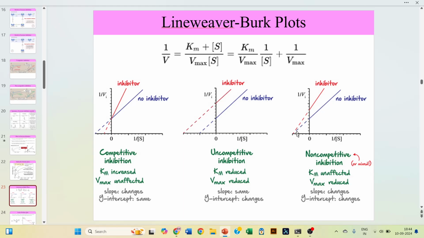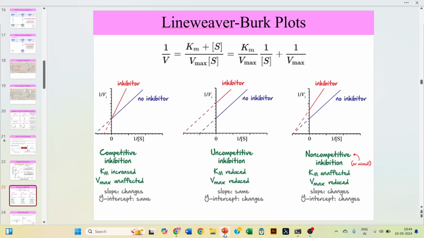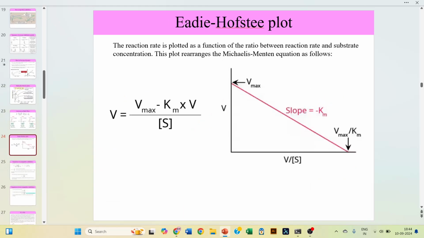Here this is the graph. Km is remaining constant but Vmax is reduced. This is how you can understand the different models of inhibitor using the Lineweaver-Burk plot very nicely. Next up is the Eadie-Hofstee plot.